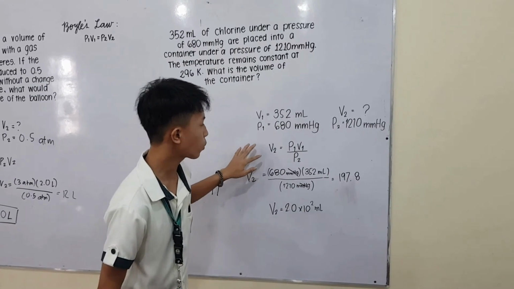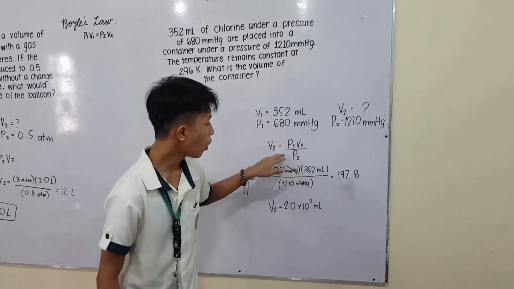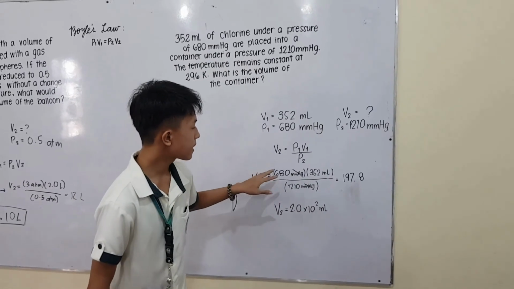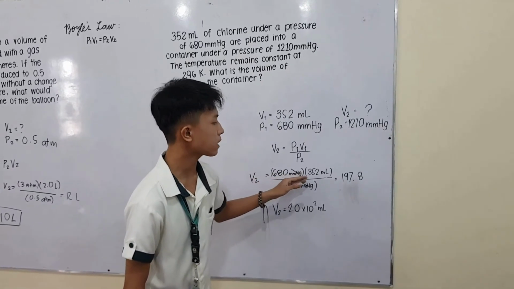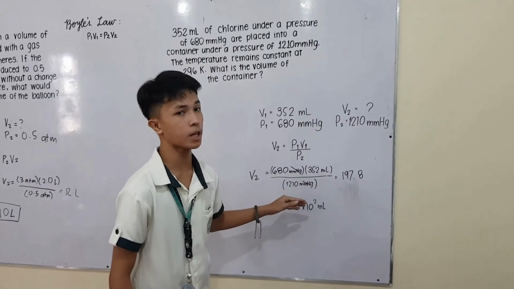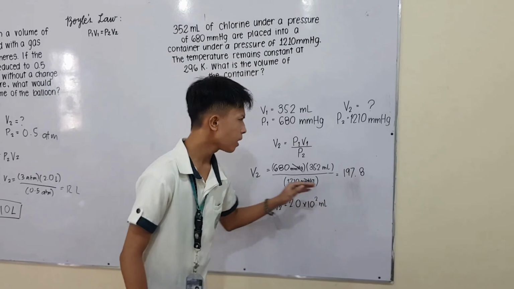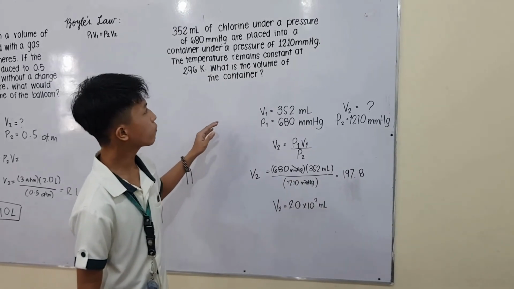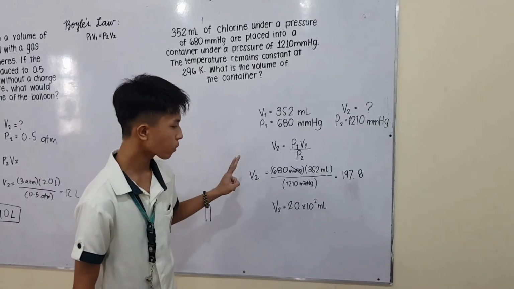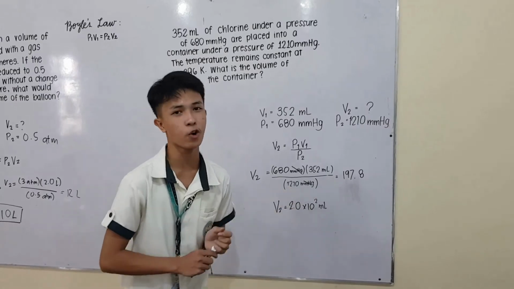So our derived equation is V2 equals P1 times V1 over P2. We're gonna plug in those given here. So 680 mmHg times 352 mL all over 1210 mmHg equals 197.8. Since our least significant figure here is 2, we conclude that 2.0 times 10 raised to 2 mL is our final volume.